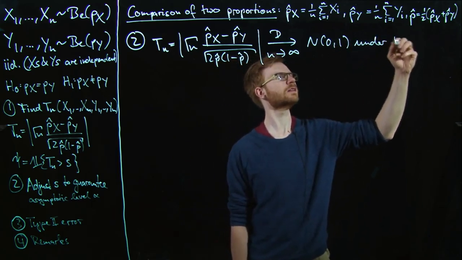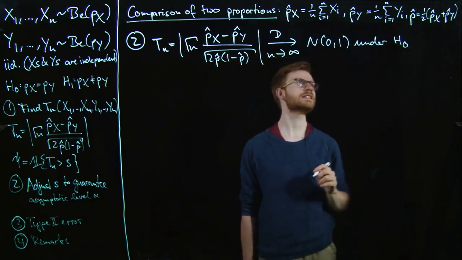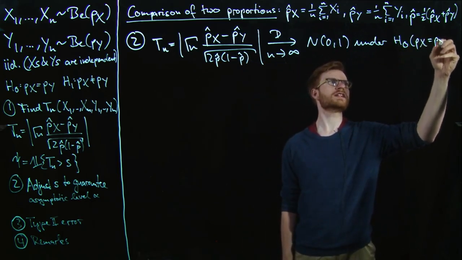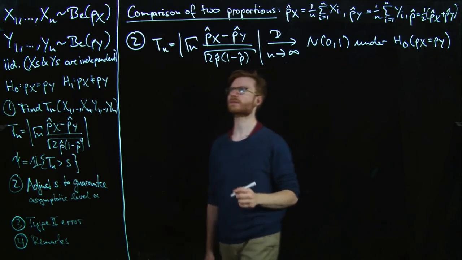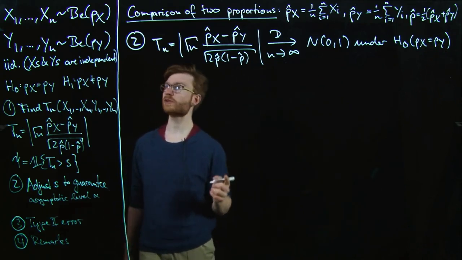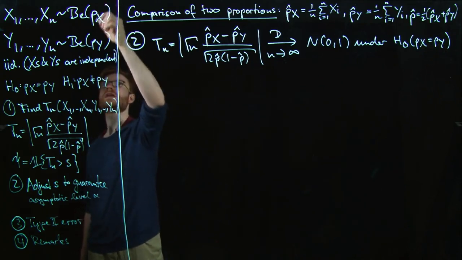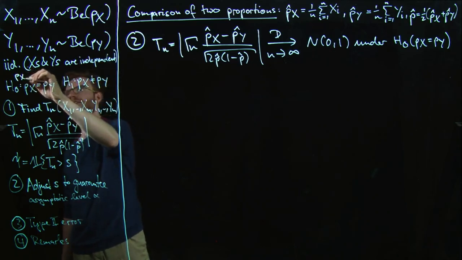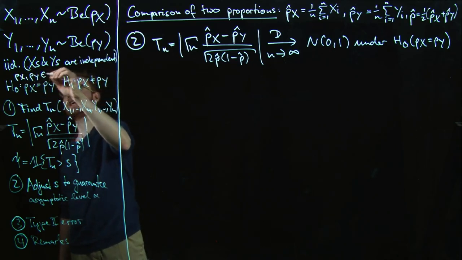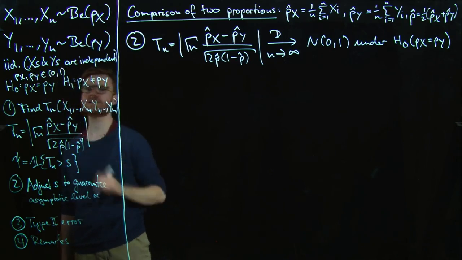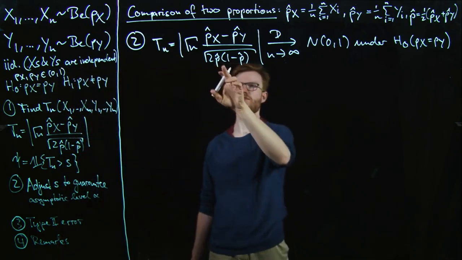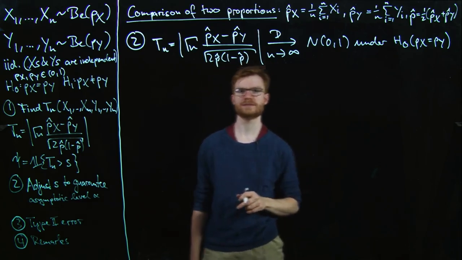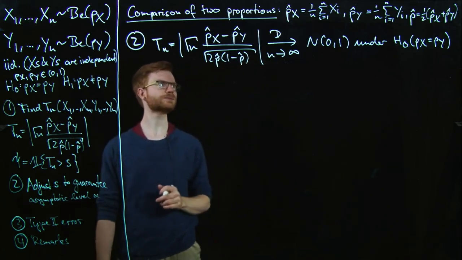under h0. That is, if both proportions are equal. And I might have forgot to mention it. Let's assume that both px and py are strictly between 0 and 1. Otherwise, we'll get into trouble with the division of 2 p hat times 1 minus p hat here, this normalization.